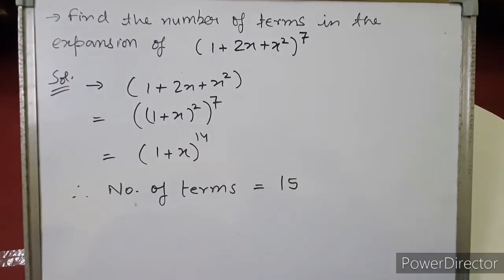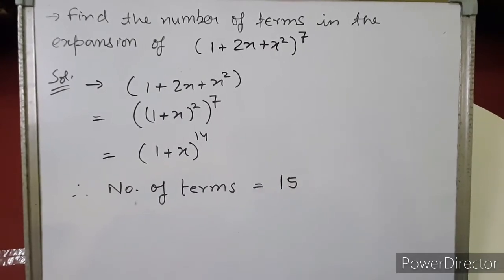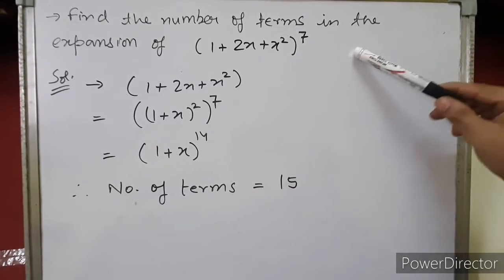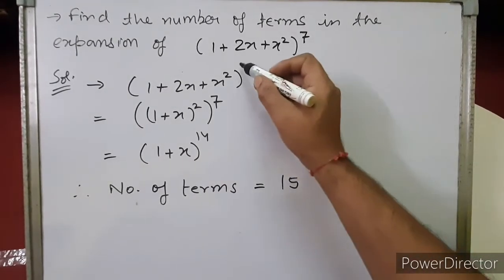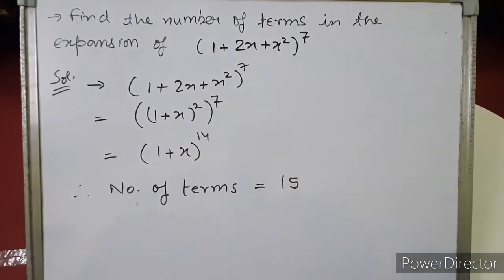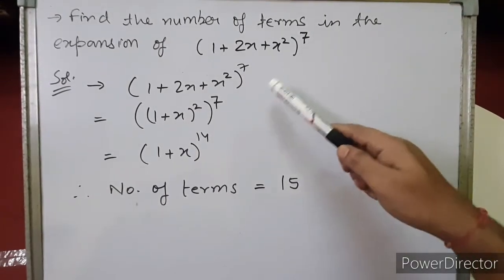Okay, children, let's solve a few sums now. Here in this first sum, it is given to find the number of terms in the expansion of (1 plus 2x plus x squared) to the whole power 7. Right. So we have to find the number of terms in the binomial expansion of (1 plus 2x plus x squared) to the whole power 7.